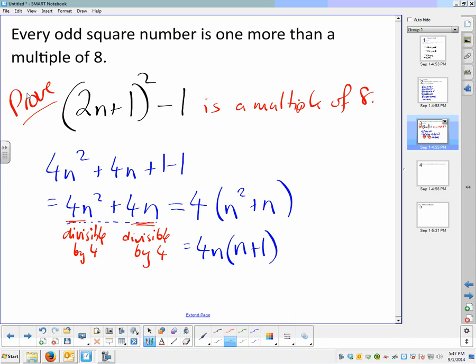And the neat thing here is that, although I don't know which one it is, one of these numbers has to be even, because they come one after each other. They're consecutive. So either the first is odd and the second is even, or the other way around. Or this one is even, and this one is odd.